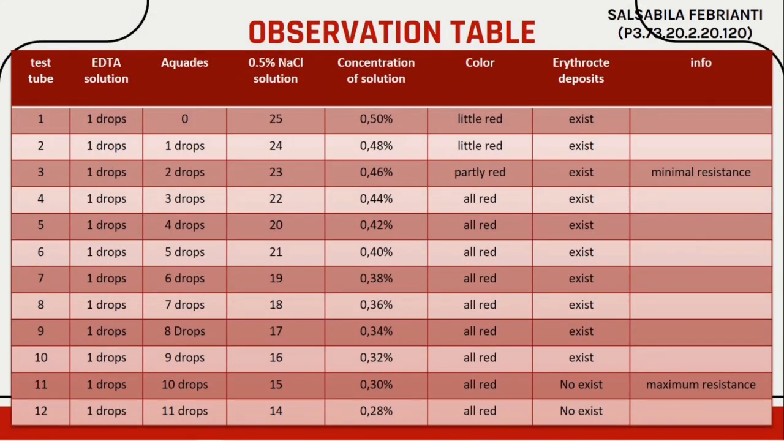Observation table. In the observation table, we did 12 experiments with different results. Observe the change in color and also the erythrocyte deposit. Giving distilled water and also sodium chloride can affect the color, the erythrocyte deposit, and also the concentration of the solution. The more distilled water is given in the experiment, the less sodium chloride solution is given.